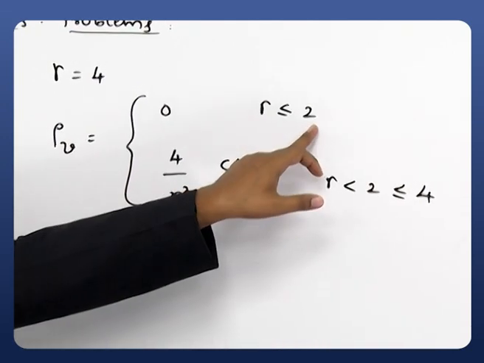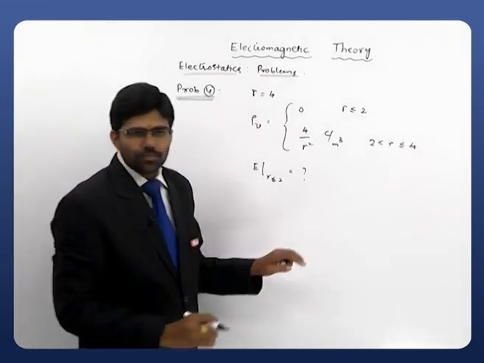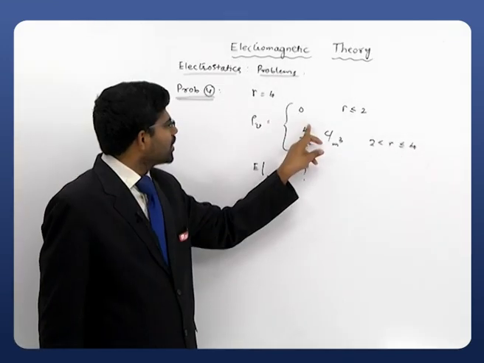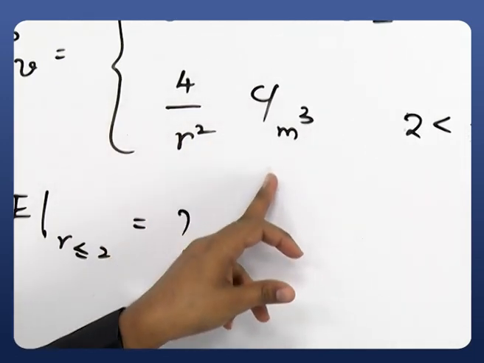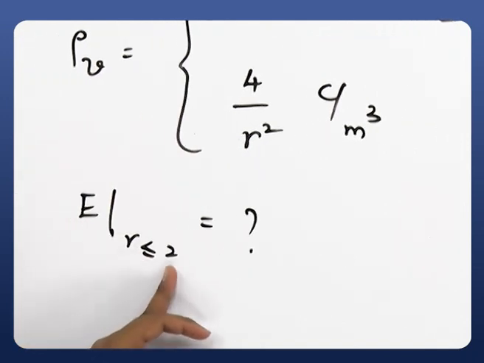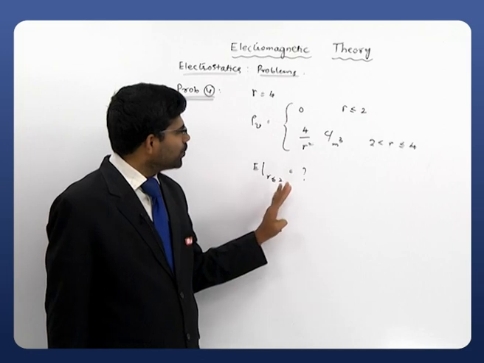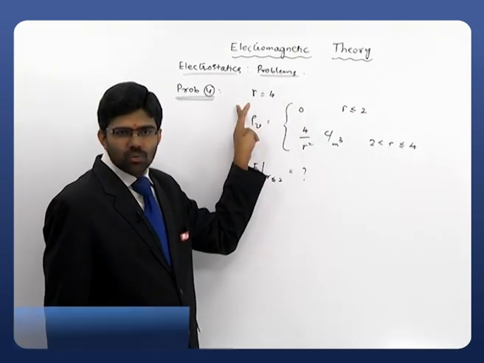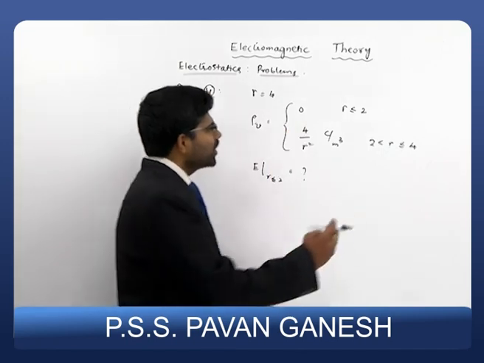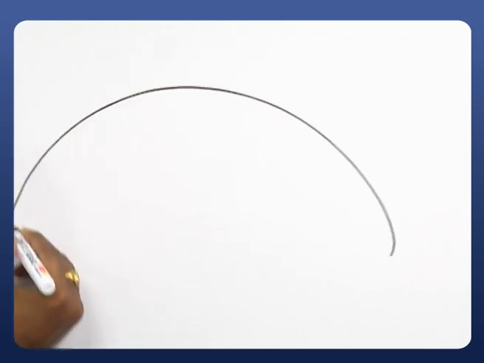For r less than or equal to 2, it is 0. For 2 less than r less than or equal to 4, it is defined as 4 by r square coulomb per meter cube. Now we need to identify the electric field intensity for the r less than or equal to 2 region. For easy understanding of this problem, we have to interpret how the volume charge density is defined for that particular shell. For that, I will try to draw the cross sectional view of the spherical shell.